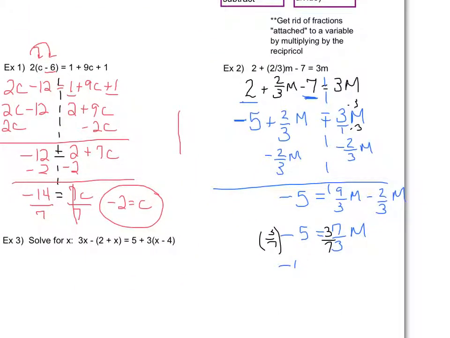of -15/7 equals m. And again, my goal of solving is to get the variable by itself, so notice the variable's alone on one side, so I have reached that goal.